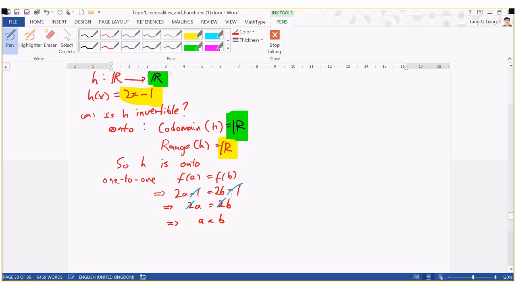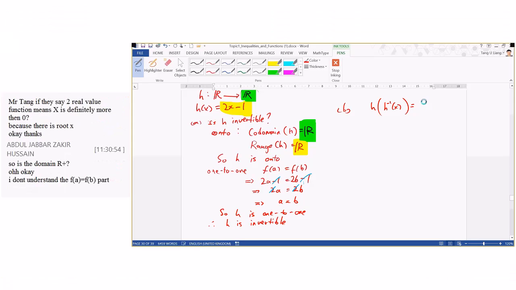F(A) equals F(B). Remember what I said, we want to show that H is one-to-one. One-to-one means that one single output is mapped to by one single input. That's why we put F(A) equals F(B). We always start here, and you try to simplify the formula down to A equals B. So here is one single output, and it is mapped to by one single input. That's what the working is trying to show.